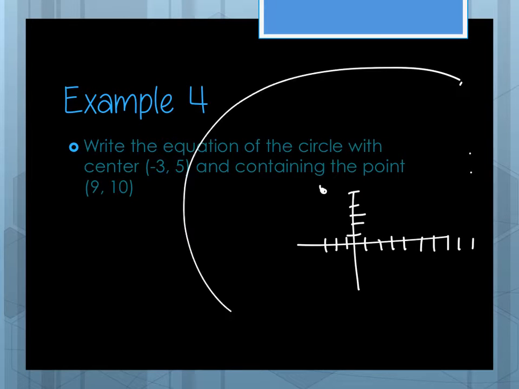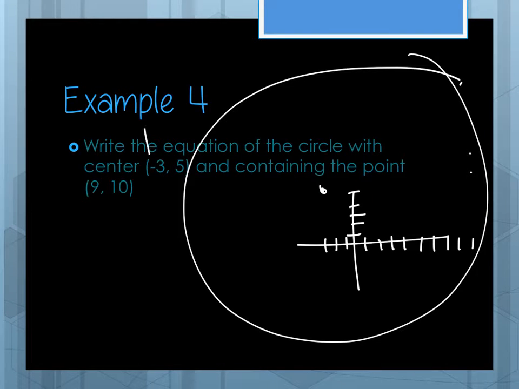So a circle, something like that, okay, where the center's at -3, 5, so that's still my h, k, I already have that part. And then it contains the point 9, 10. So what did we say was missing in a problem like this? The radius. And how did we say you could find the radius? Good. Distance from the center to that point, 9, 10.